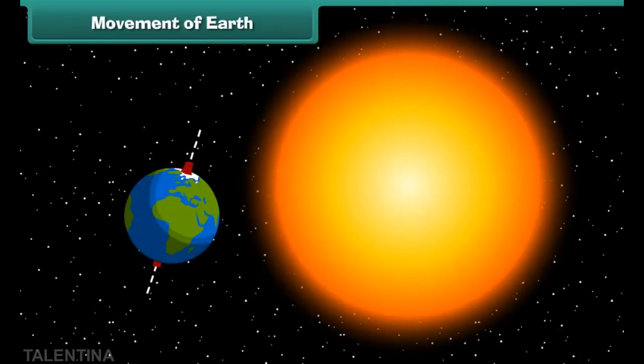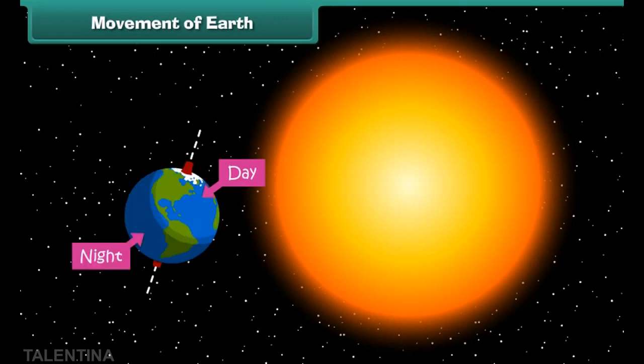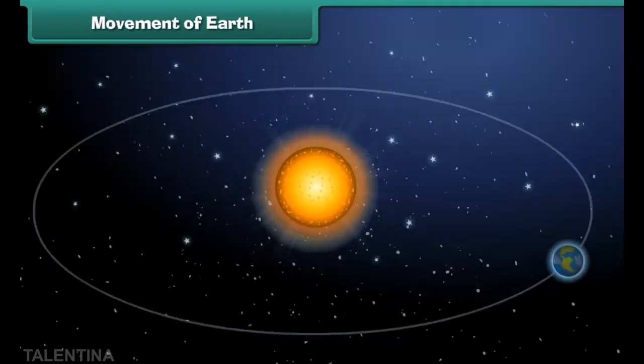During Earth's rotation, one half of the Earth faces the Sun and the other half faces away from the Sun. The former experiences day and the latter night. Therefore, Earth's rotation causes day and night. Movement of Earth.